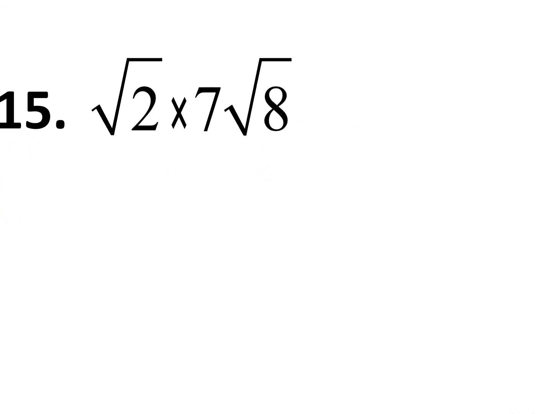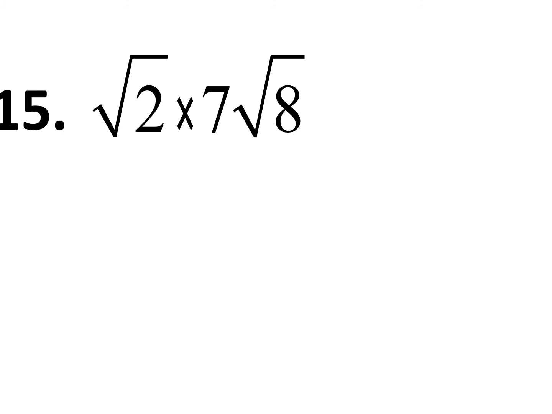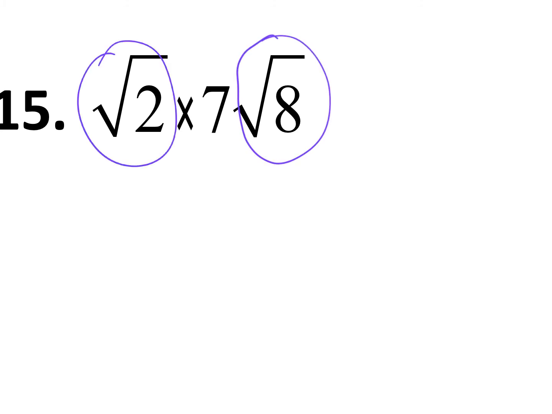Almost there. So what do you do with this? What can be multiplied here? Not the 2 and 7. No. Which ones are radicals? The 2 and 8, right? So you are allowed to multiply when they're both radicals or when they're both not radicals. These are both radicals. So this would be 7 times the square root of 16. What do you do with that?